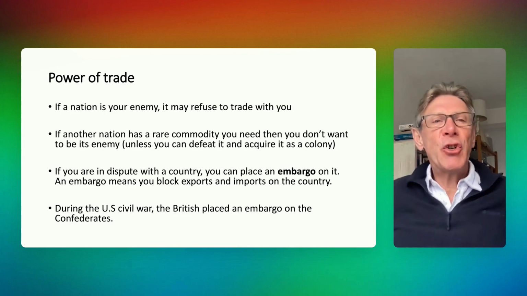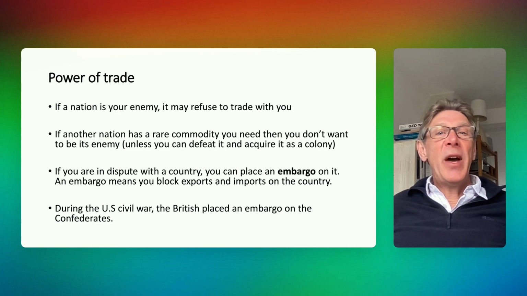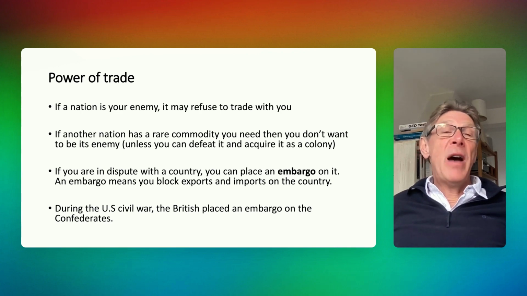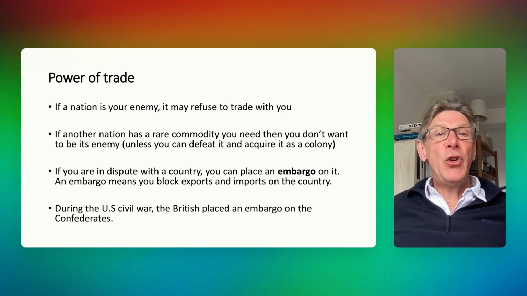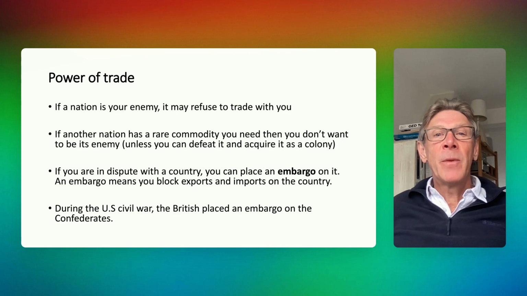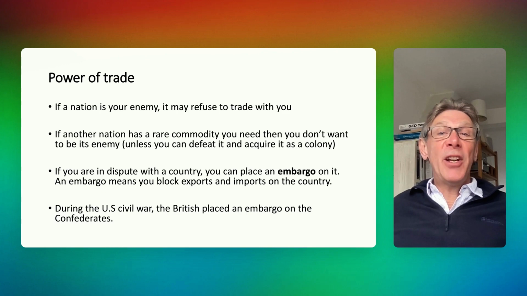There's a great power to trade. If a nation is your enemy, then it might refuse to trade with you. If you have a nation that produces something that you really want, sometimes if they do bad things, you might look in a different direction. You might pretend that you haven't seen it because you want them to keep trading with you. If another nation has a rare commodity and you need it, you don't want to be its enemy, unless, of course, you can defeat it and acquire it as a colony.